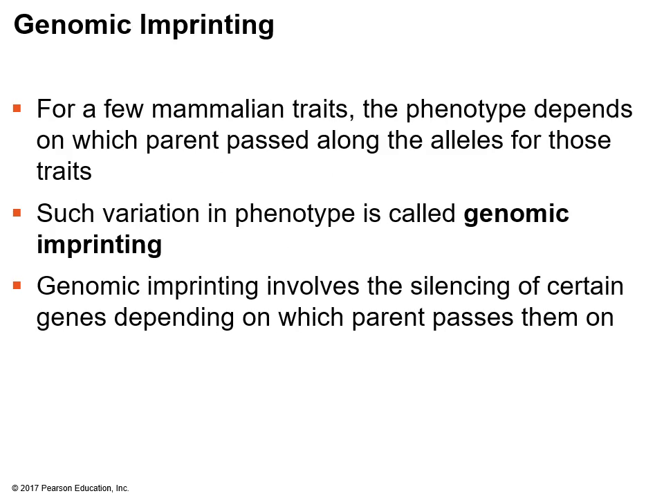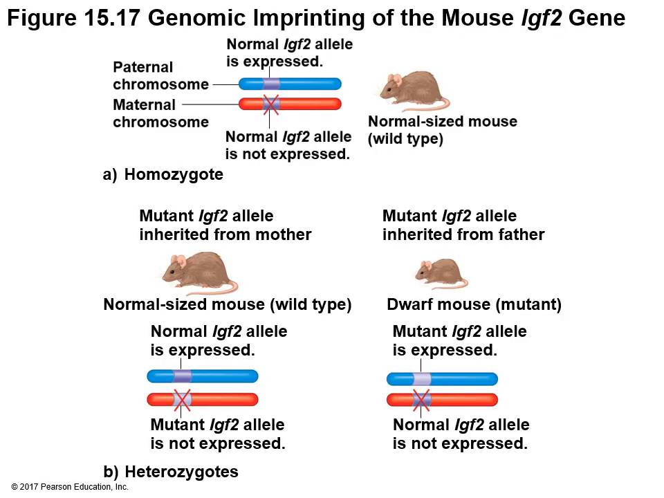For a few mammalian traits, the phenotype depends on actually which parent passed along the alleles for those traits. Such variation in phenotype is called genomic imprinting. Genomic imprinting involves the silencing of certain genes depending on which parent passes them on. Here's an example of genomic imprinting in mice.